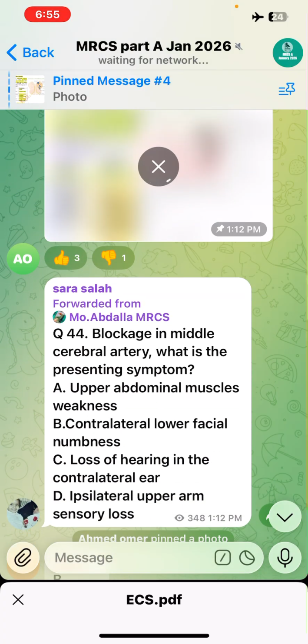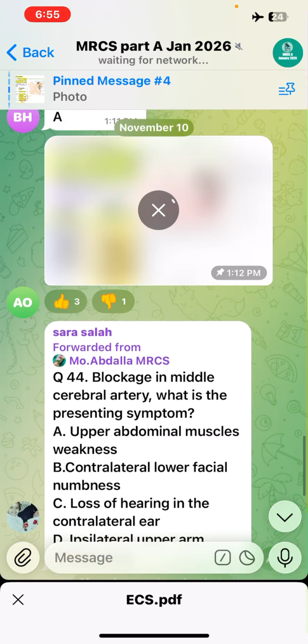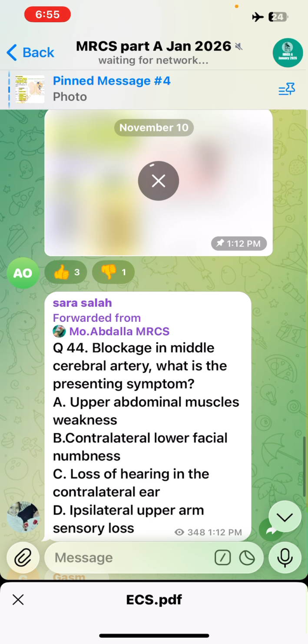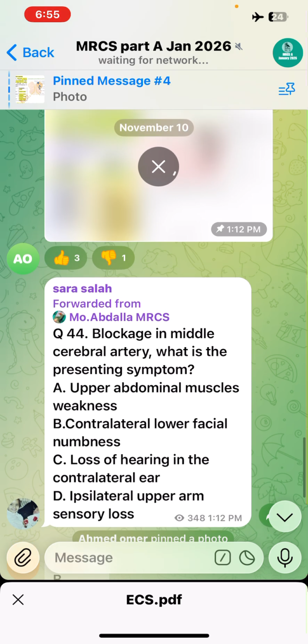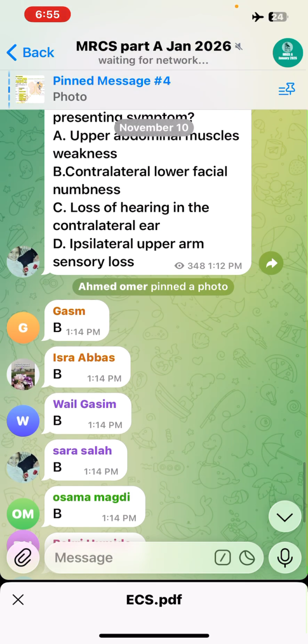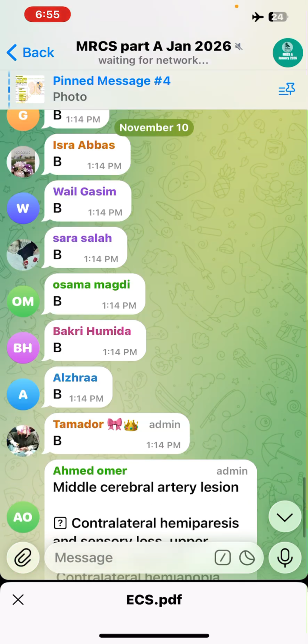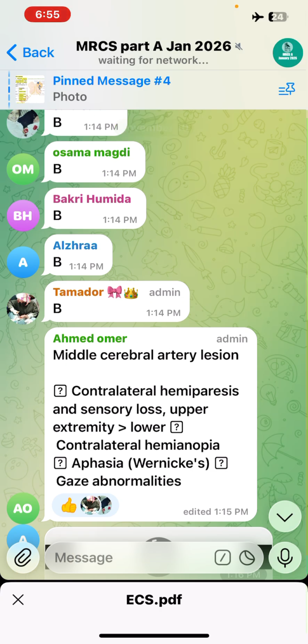Blockage in middle cerebral artery. What is the presenting symptom? Middle cerebral. Upper abdominal muscles, contralateral lower face numbness, loss of hearing, ipsilateral upper arm sensory loss. Contralateral has to be there. Lower face and contralateral hemiparesis, sensory loss of upper extremity and lower face. Contralateral hemianopia.